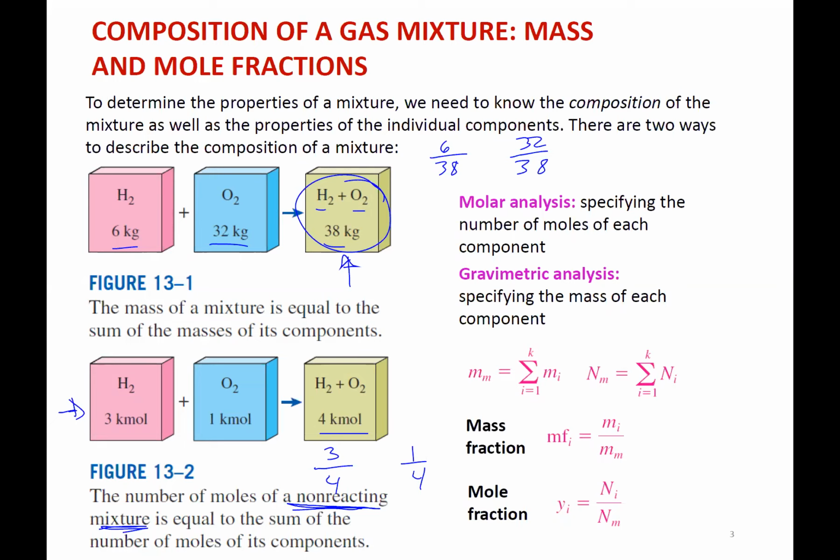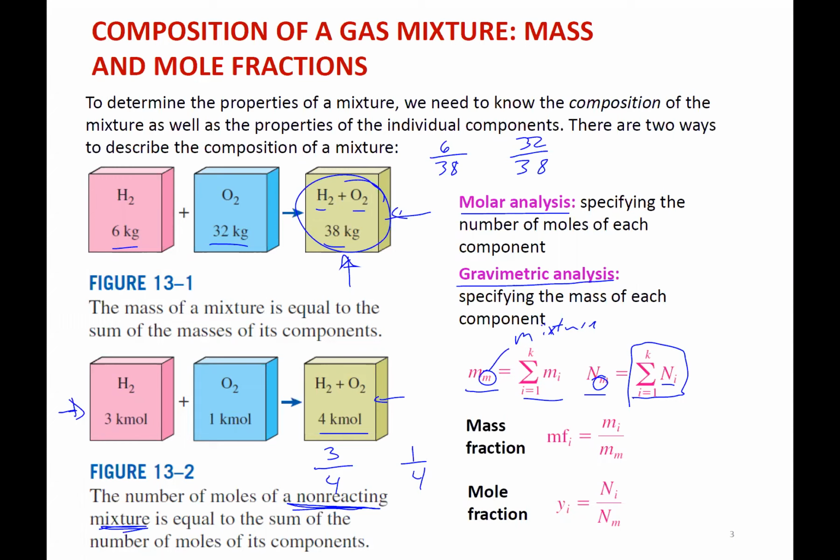So we have the molar analysis and the mass, or gravimetric, analysis. This little subscript m is the mixture. If we wanted the mixture's mass, we just sum up all the components. If we wanted the moles of the mixture, we just sum up all the individual components. That's what we did right here for the moles, and that's what we did for the mass right here.